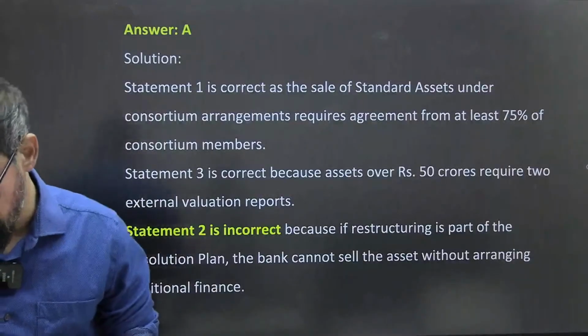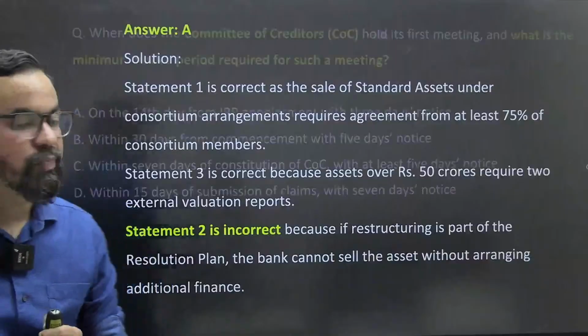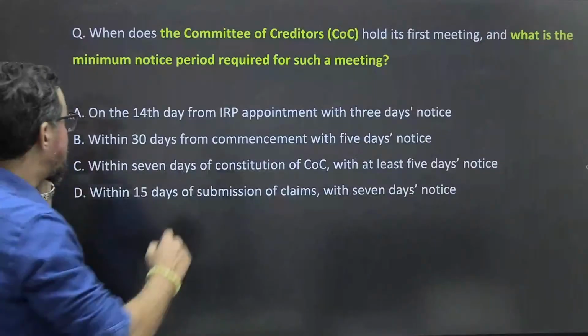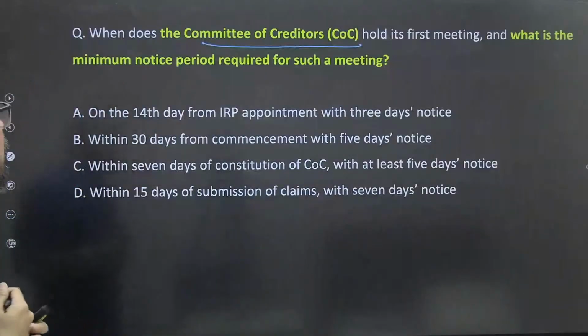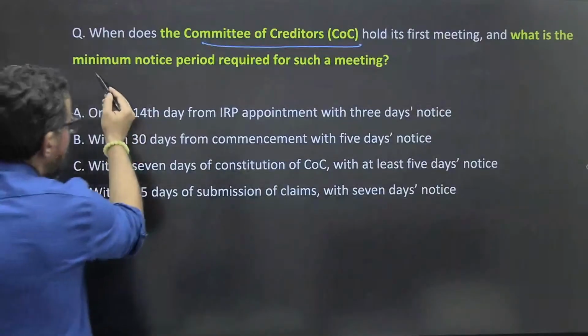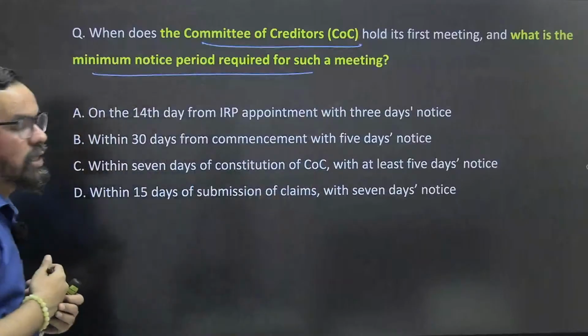Why are people going with the C? Option A. Next one, guys. When does the committee of creditors hold its first meeting, and what minimum notice period is required for such a meeting, COCs?